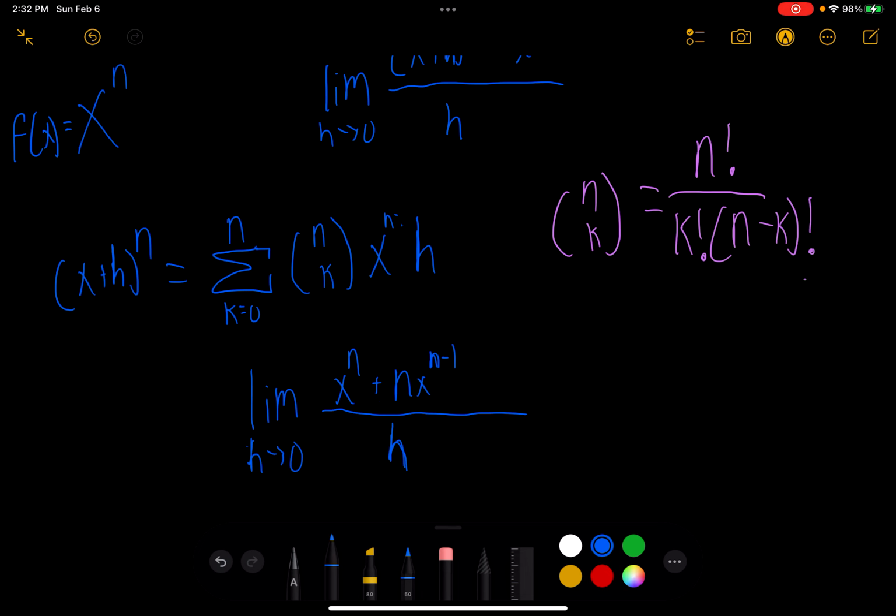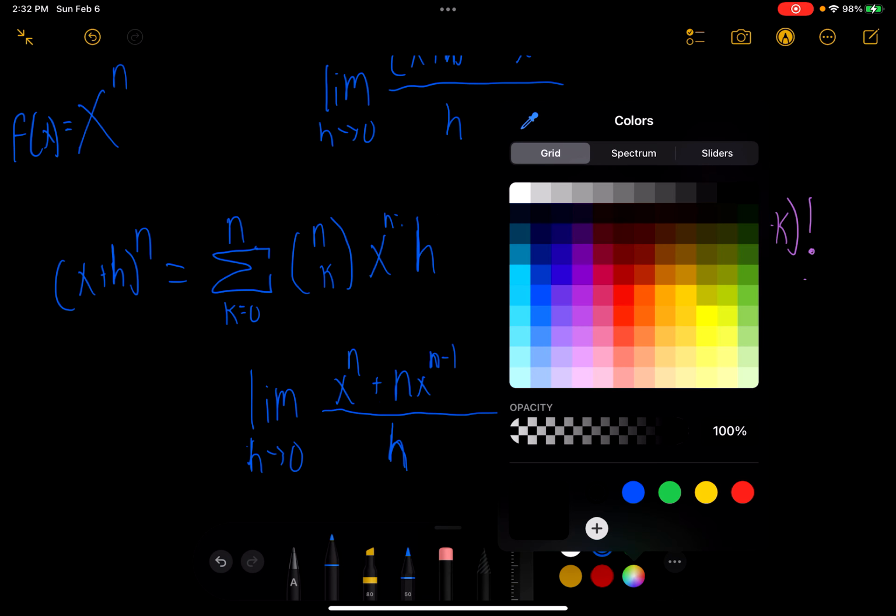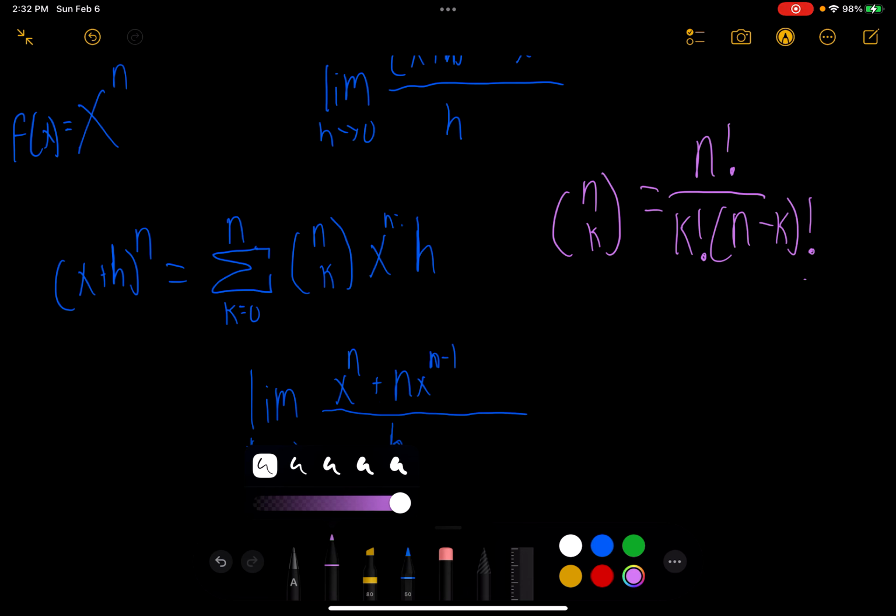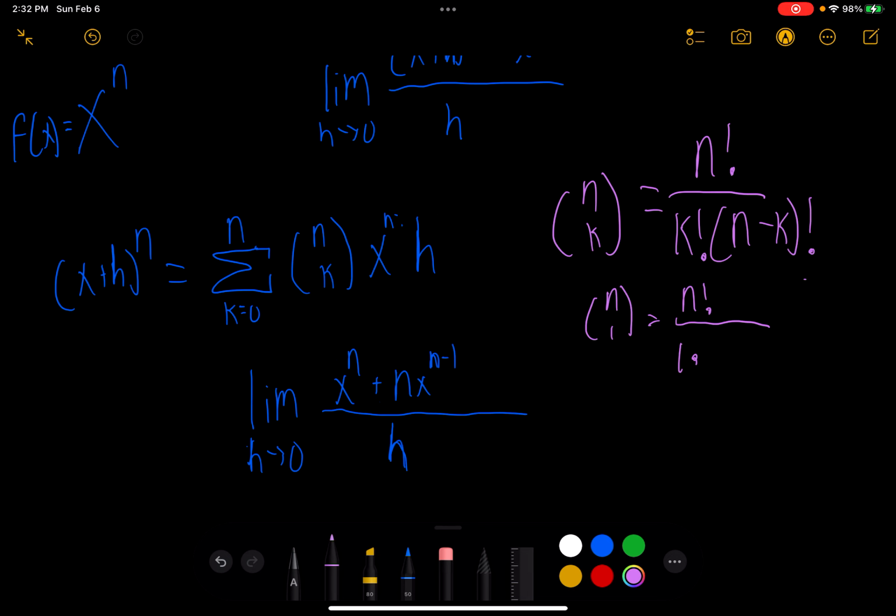So if we plug all this in, let me solve this out again quickly here. If I did n choose 1, it's going to equal n factorial over k factorial, which is just 1 times n minus 1 factorial. And this is essentially just going to be equal to n, so that's why we're just going to leave it like that here.